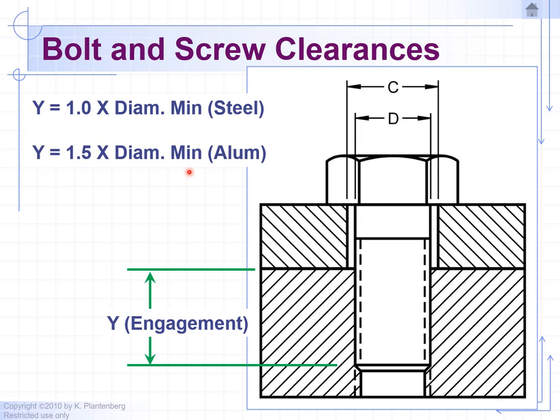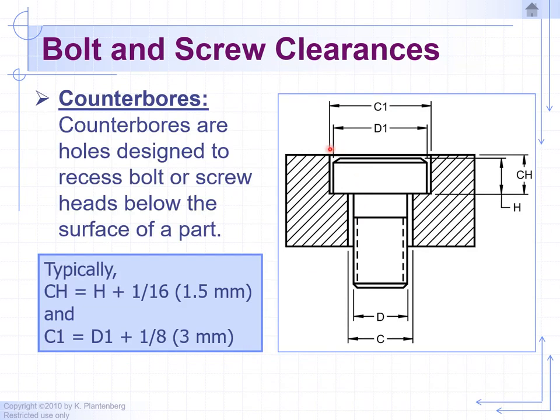That's the minimum amount of engagement we want between the bolt and the tapped hole. So if this is 1 inch, multiply times 1.5, and we want at least 1.5 inches of engagement between the threads of the bolt and the tapped hole. So these are minimums. We've talked about counterbore holes in the past.